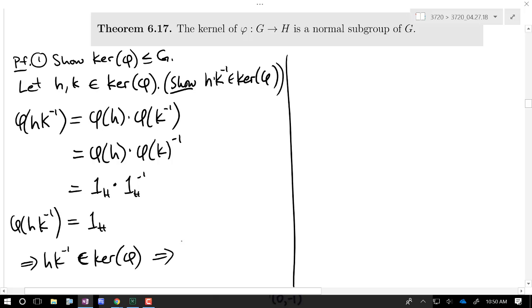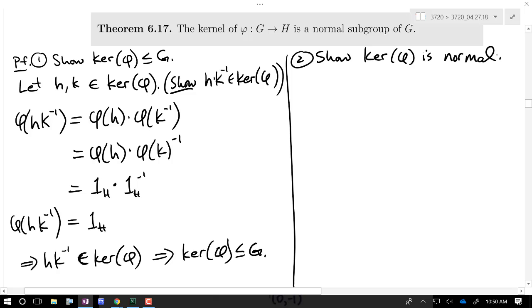That's enough for us to conclude that the kernel of phi is a subgroup. Now we need only show that it's normal. So let's grab an element of G. Let G be an element of G and K be an element of the kernel of phi.